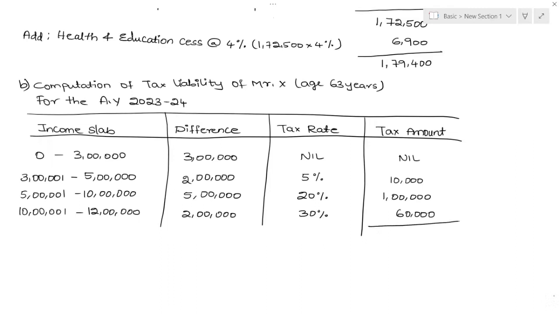Right. Now let's do the total. So 10,000 plus 1 lakh plus 60,000, how much will it come to? 1 lakh 70,000 rupees.